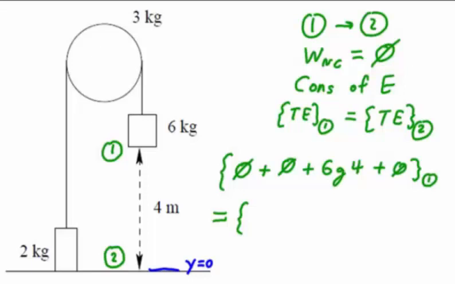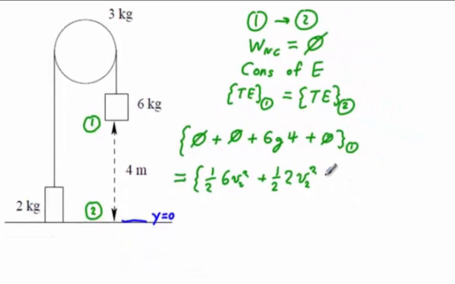At moment 2, do we have translational kinetic energy? Yes, we do, because the 6 kilogram mass is moving, and also the 2 kilogram mass is moving. At moment 2, do we have rotational kinetic energy? And the answer is yes, because the pulley is turning. At moment 2, do we have gravitational potential energy?